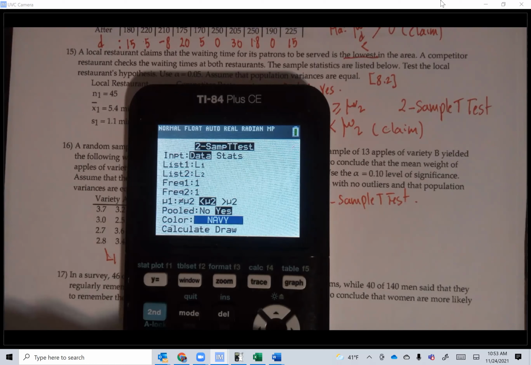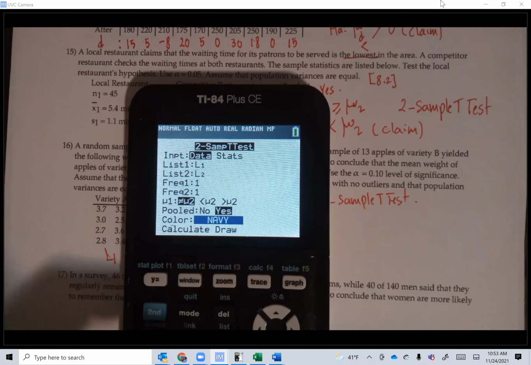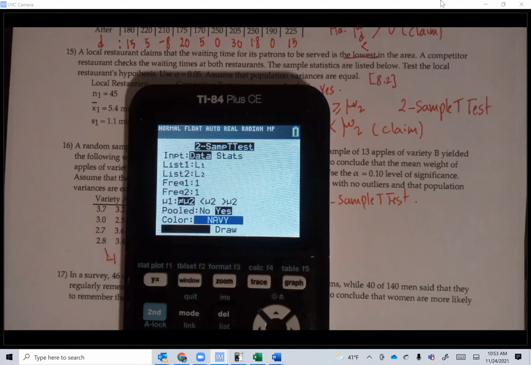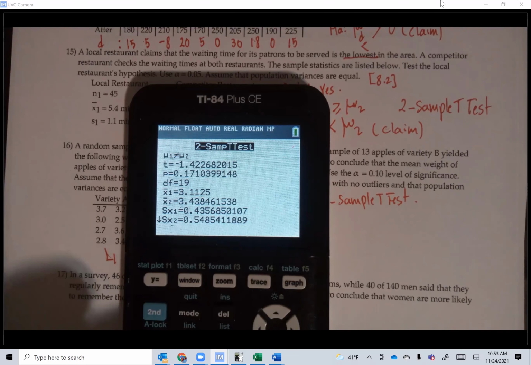And we want to check that they are different. He says different. And pooled, we say it's yes. I might give you the very same question on the test, but to change pooled to no, I'd say assume population variances are not equal. Just do a no here. And then hit calculate. And here you go. I got the data. 16.